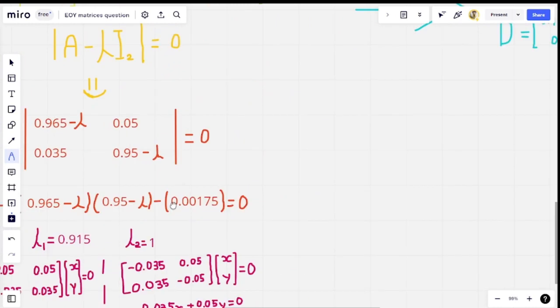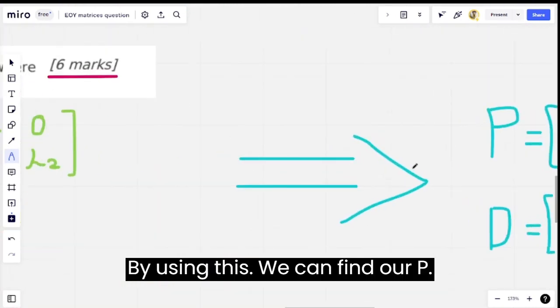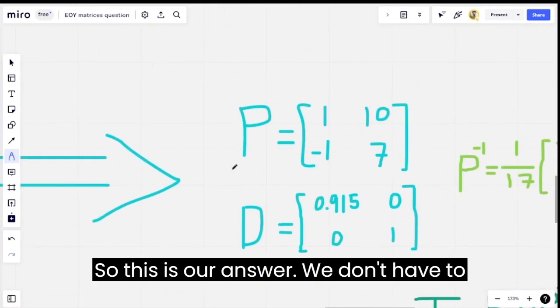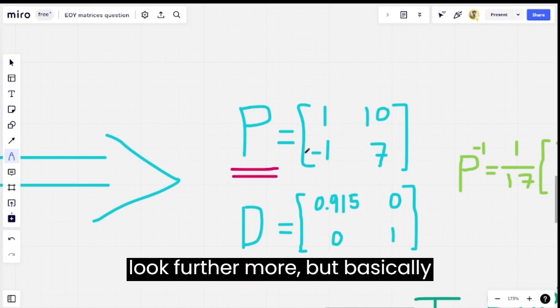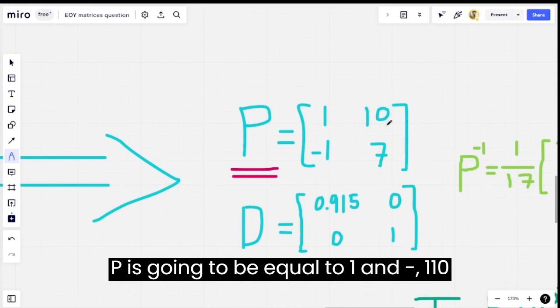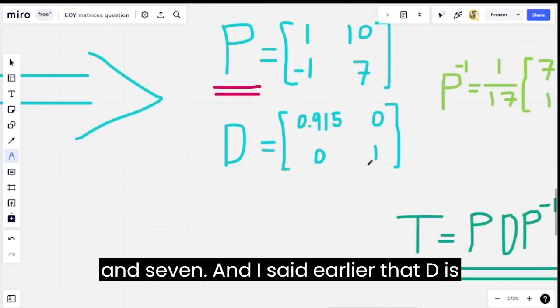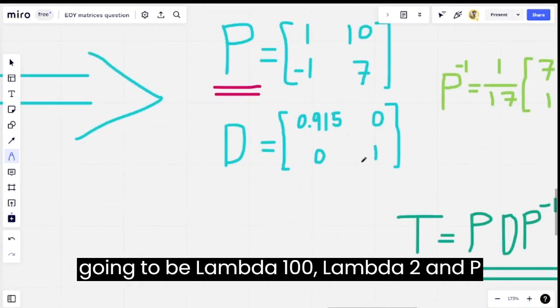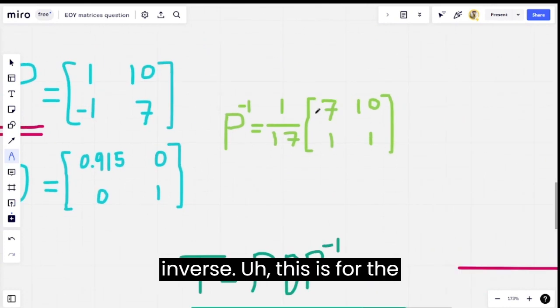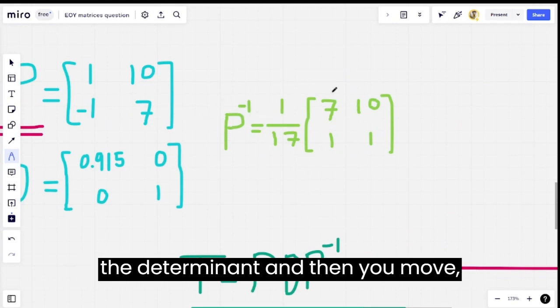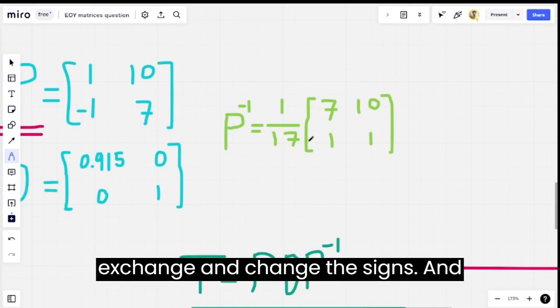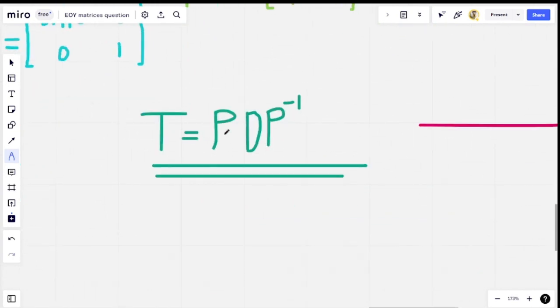So by using this, we can find our p. So this is our answer. You don't have to look further, but basically p is going to be equal to 1 and -1, 10 and 7. And I said earlier that d is just going to be lambda 1, 0, 0, lambda 2. And p inverse, this is for the question that's going to be coming up. You find p inverse using the determinant, 1 over the determinant, and then you exchange and change the signs. And this is the formula.